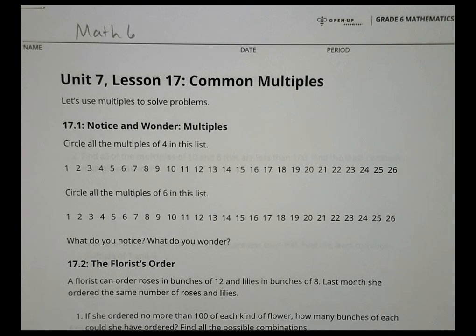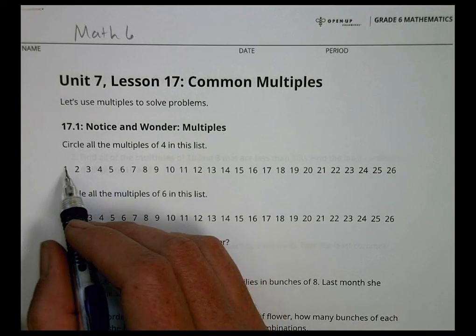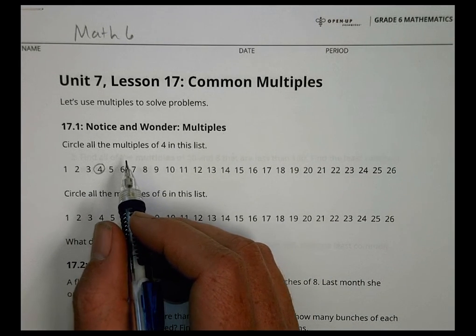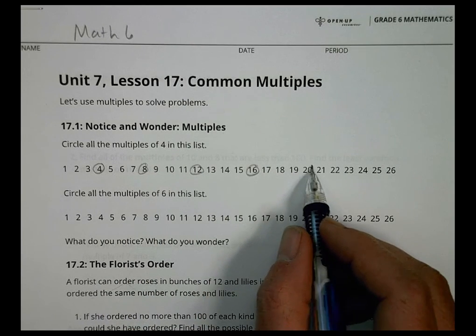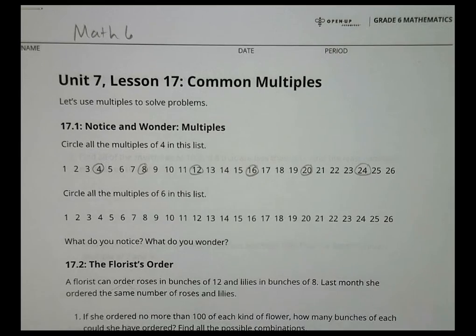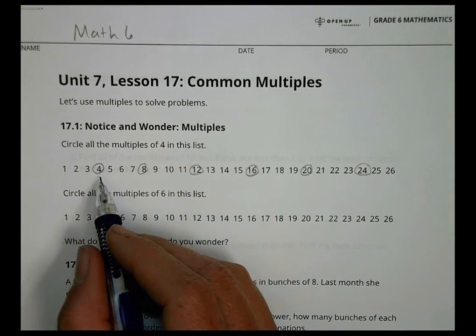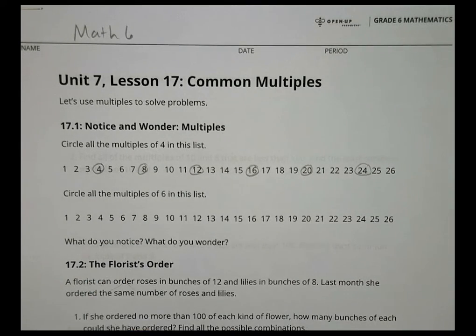It says circle all the multiples of 4 on this list. So we start here and we go 4. We kind of skip count: 4, 8, 12, 16, 20, and 24 are multiples of 4, right? 4 times 1, 4 times 2, 4 times 3, and so on.